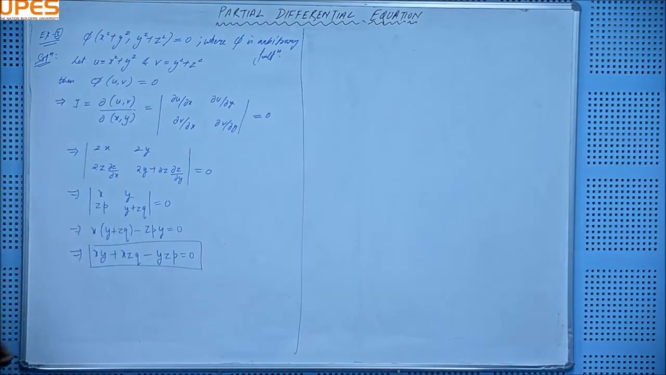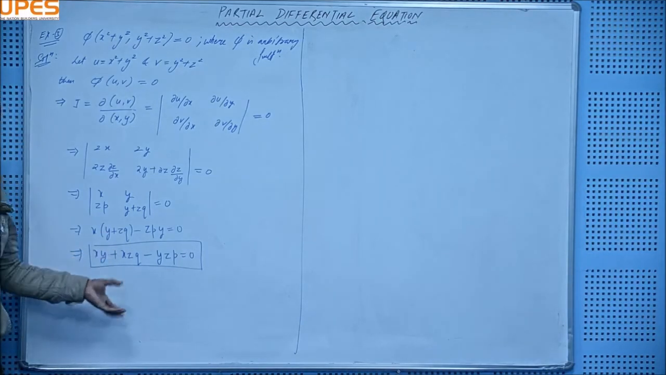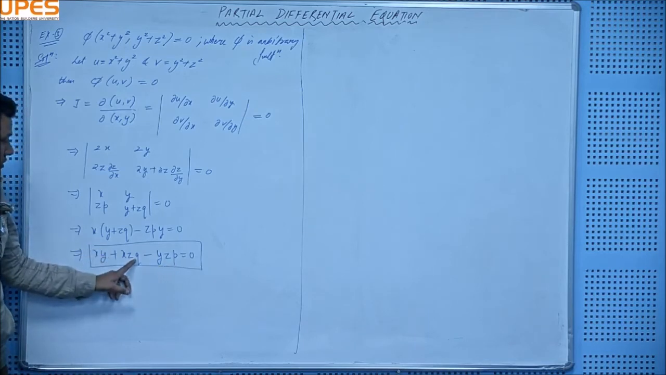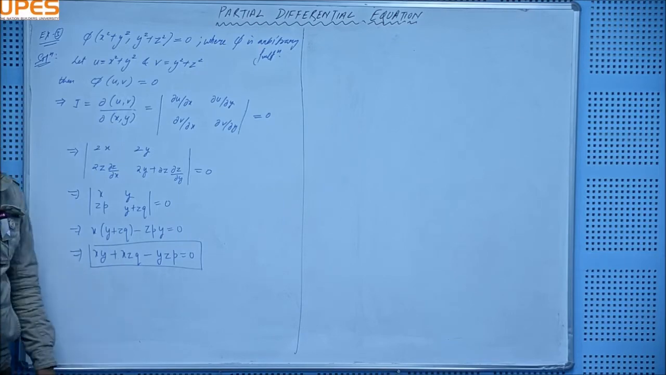And what is the order of this differential equation? Obviously 1, because the highest order derivatives appearing in this equation are p, that is del z over del x, and q, del z over del y, and only first derivatives are present. That's why it is a first order PDE, right?